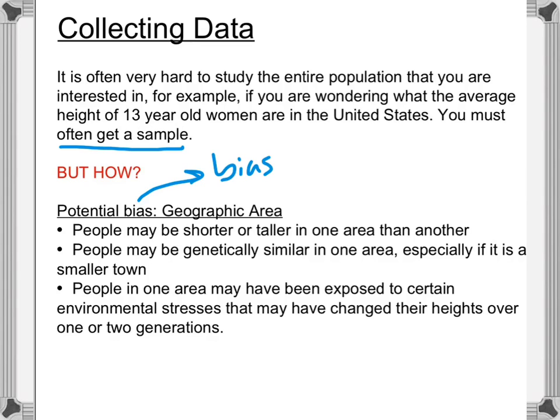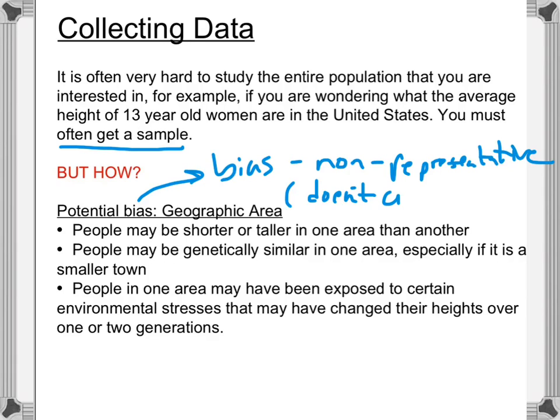Bias means that it's non-representative, meaning the sample that you get or the conclusion that you draw doesn't represent the population you want to study. Okay, so it doesn't represent the population.